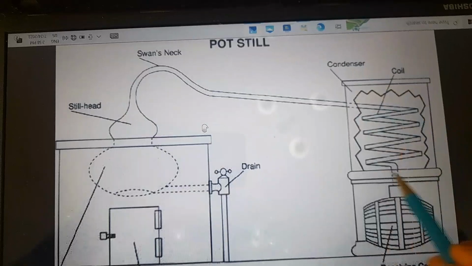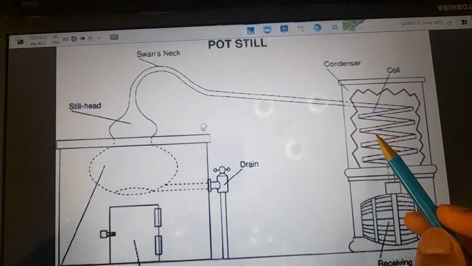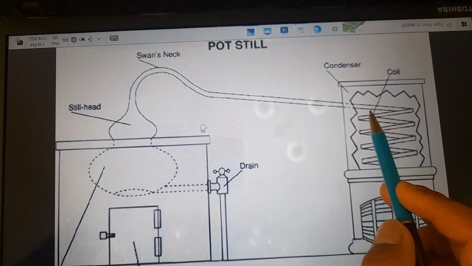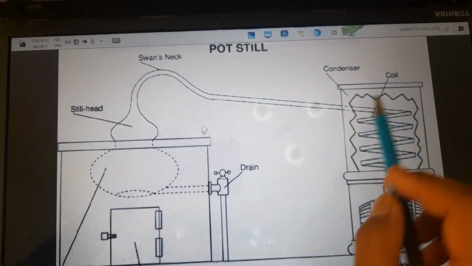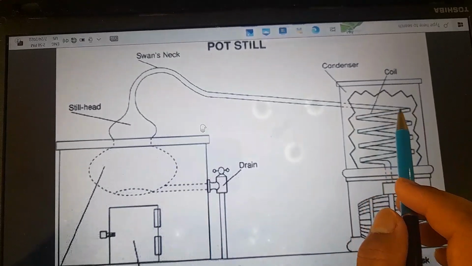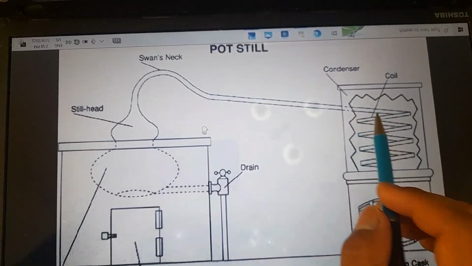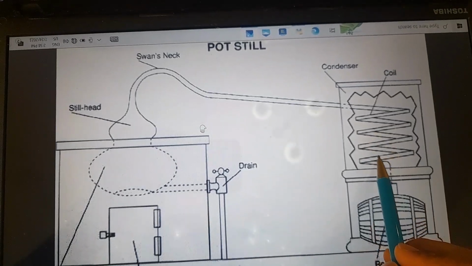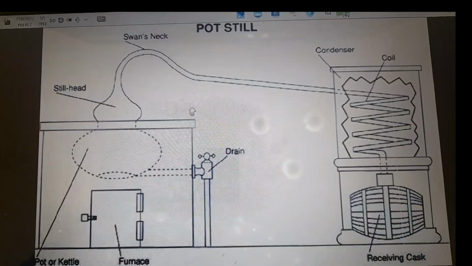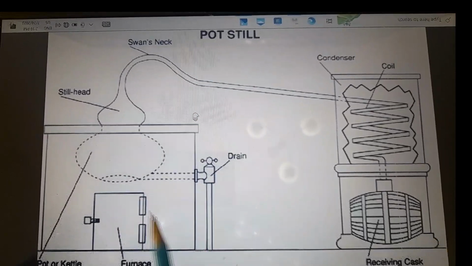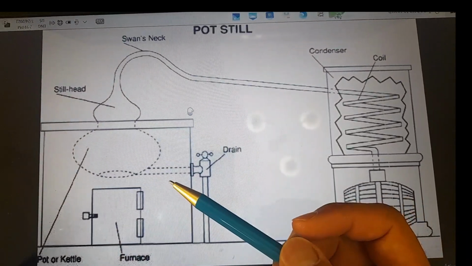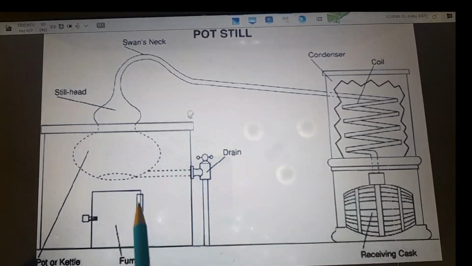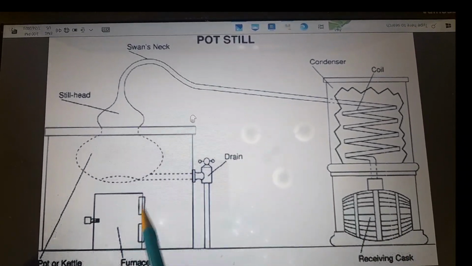What does this condenser mean? This type of condenser is full of cold water that is constantly being refreshed. These are all refilled with cold water that is constantly being refreshed. The vapor passes through the coiled metal tube and condenses back to a liquid. Here you can see the pot which contains the fermented liquid and is heated with the heat source, the furnace. I explained the furnace to you.